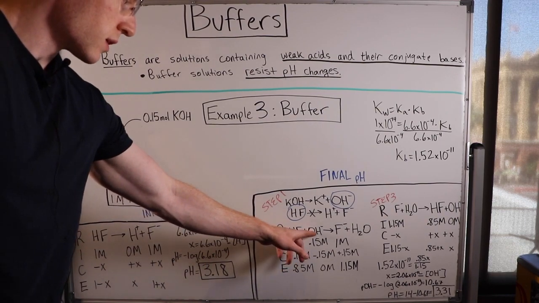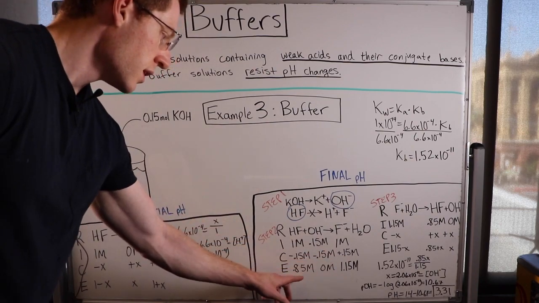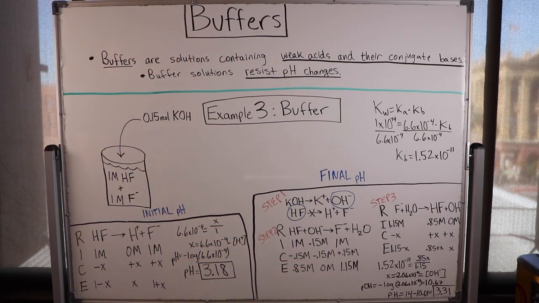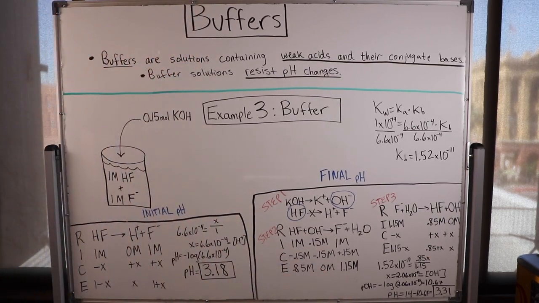So this will be our limiting reagent here, the OH minus. So we'll lose 0.15 from both of our reactants in concentration and gain 0.15 in our products in concentration. So we'll be left with 0.85 molar hydrofluoric acid, no hydroxide ion here, and then 1.15 molar fluoride ion. And then on to step three.